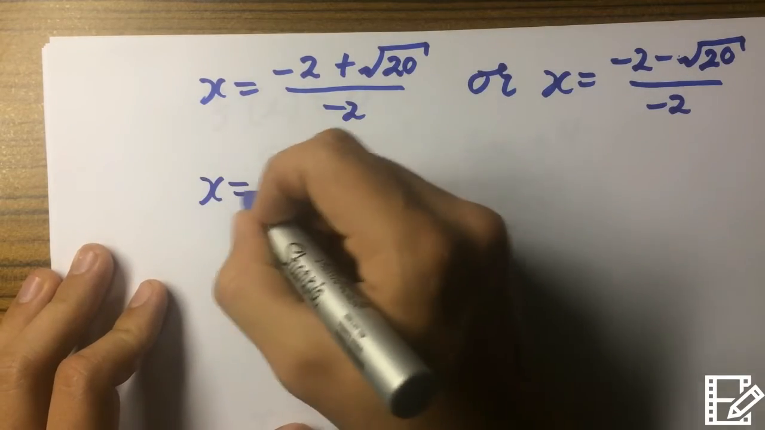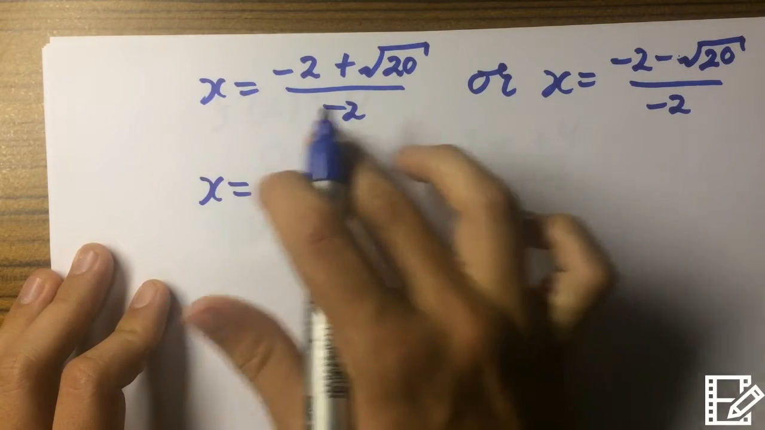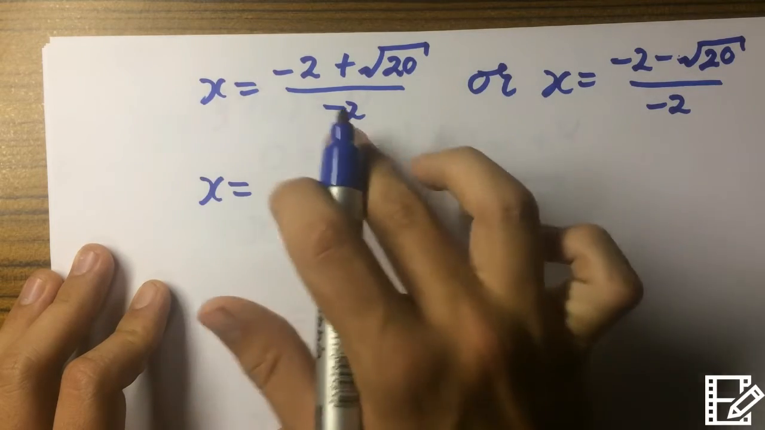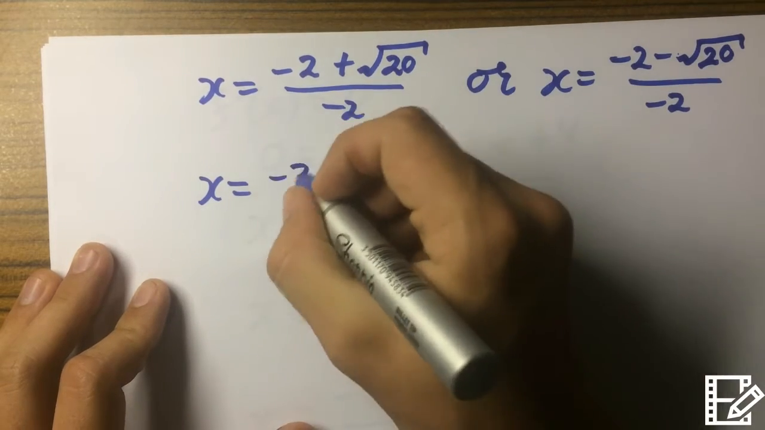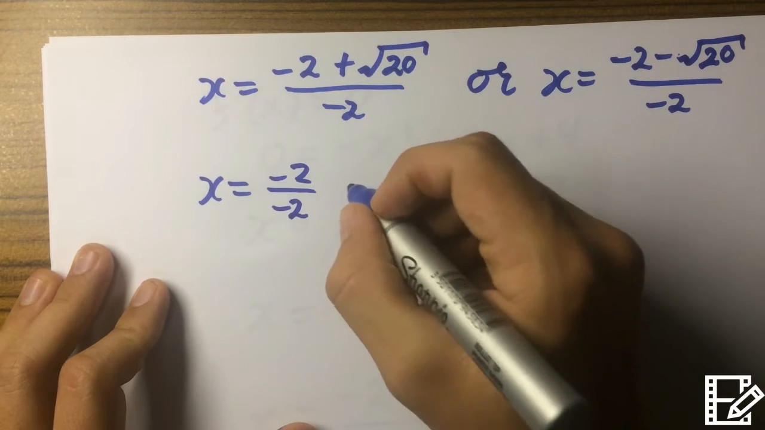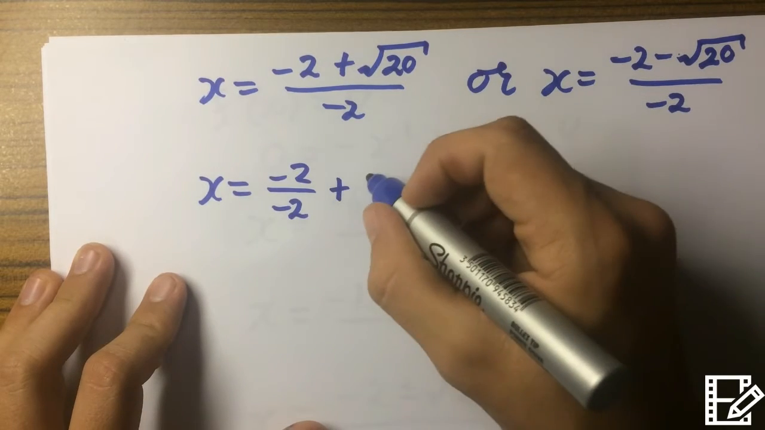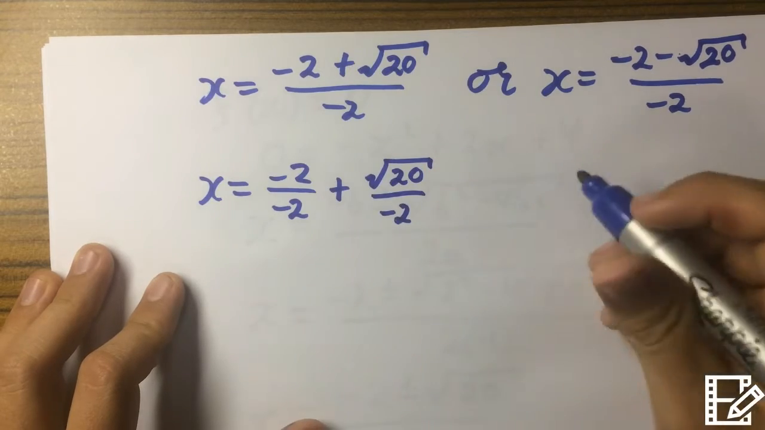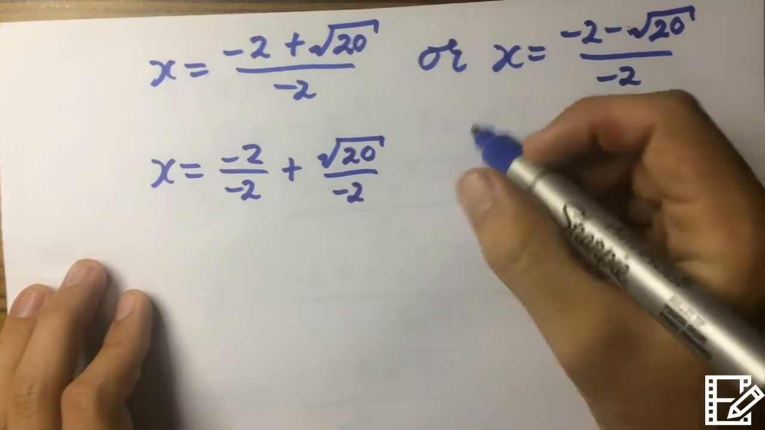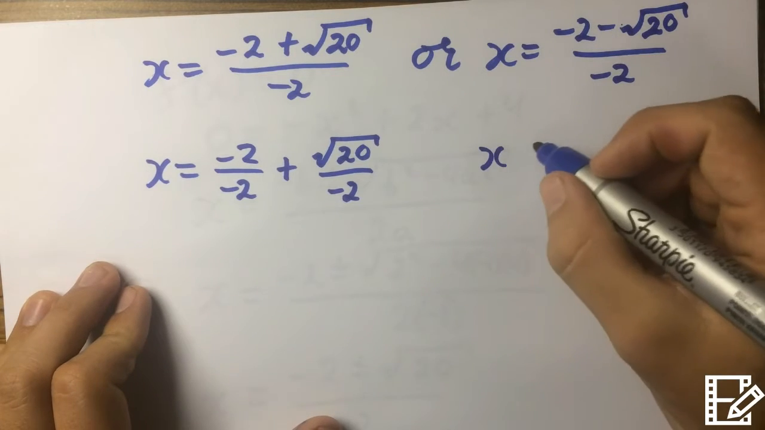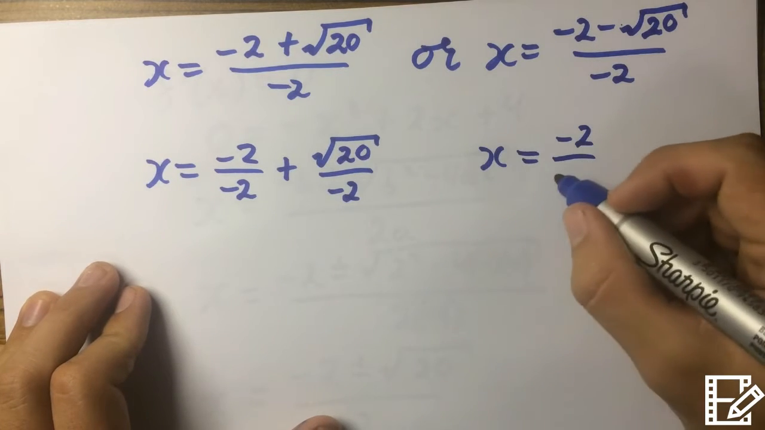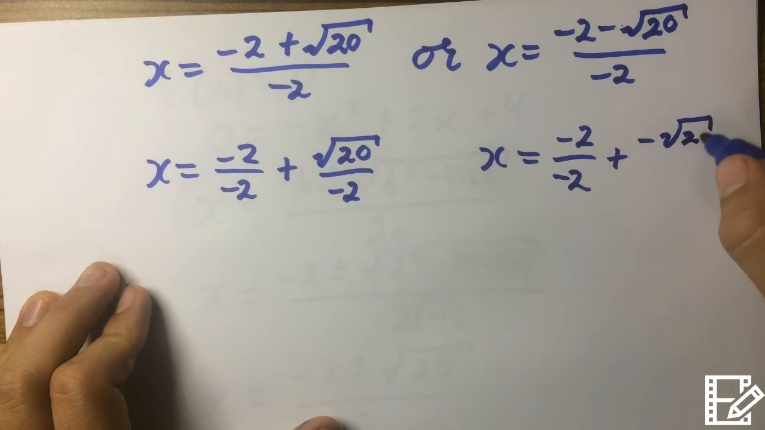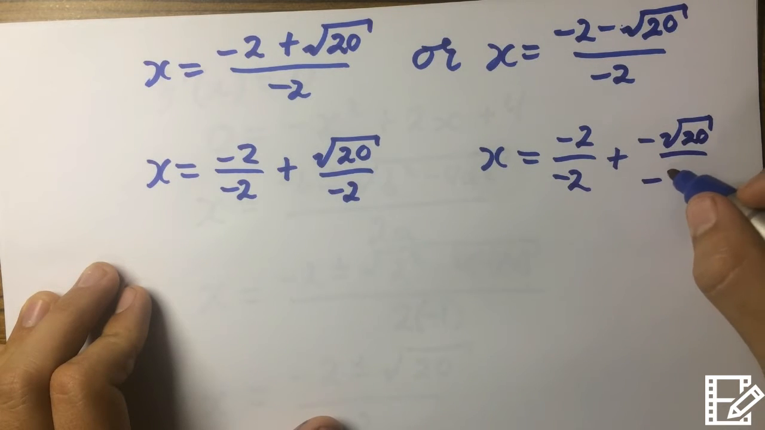So here, what I'm going to do is put a negative 2 on either side. I'm going to give a negative 2 as the denominator for this and for this. So it's going to be negative 2 on negative 2 plus the square root of 20 on negative 2. And on this side, it's going to be x equals negative 2 on negative 2 plus negative, the square root of 20 on negative 2.